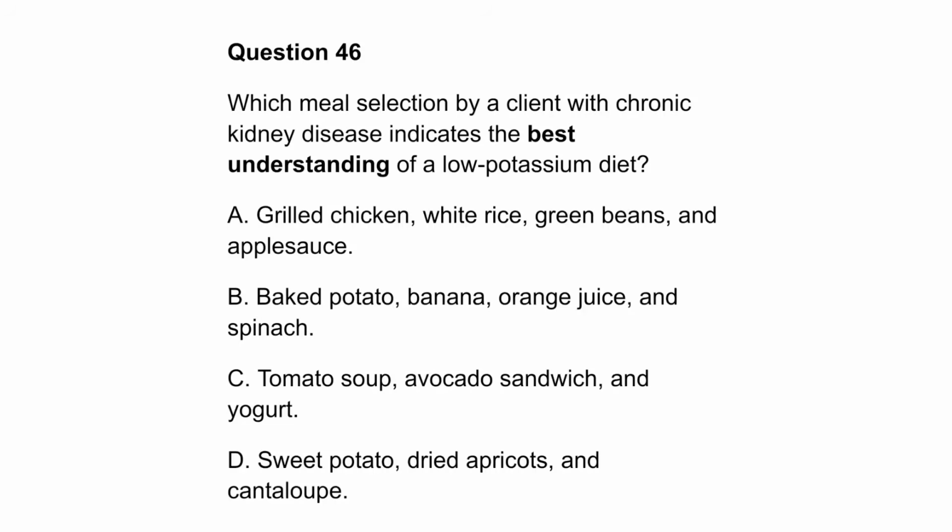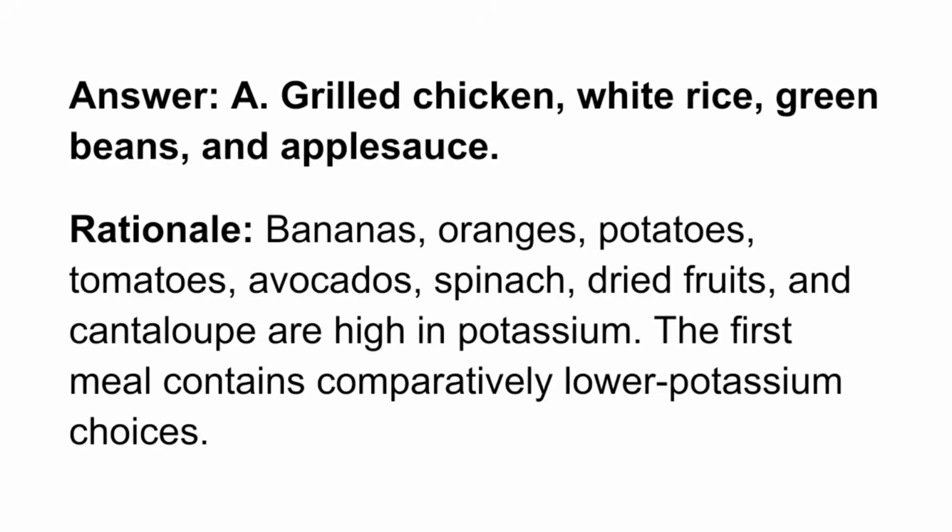Question 46. Which meal selection by a client with chronic kidney disease indicates the best understanding of a low-potassium diet? A. Grilled chicken, white rice, green beans, and applesauce. B. Baked potato, banana, orange juice, and spinach. C. Tomato soup, avocado sandwich, and yogurt. D. Sweet potato, dried apricots, and cantaloupe. Answer: A. Rationale: bananas, oranges, potatoes, tomatoes, avocados, spinach, dried fruits, and cantaloupe are high in potassium. The first meal contains comparatively lower potassium choices.